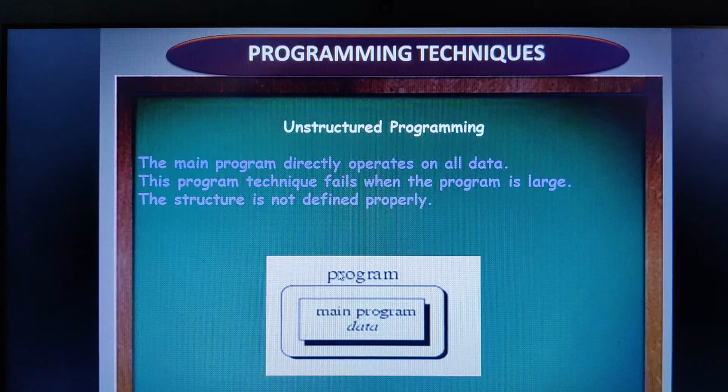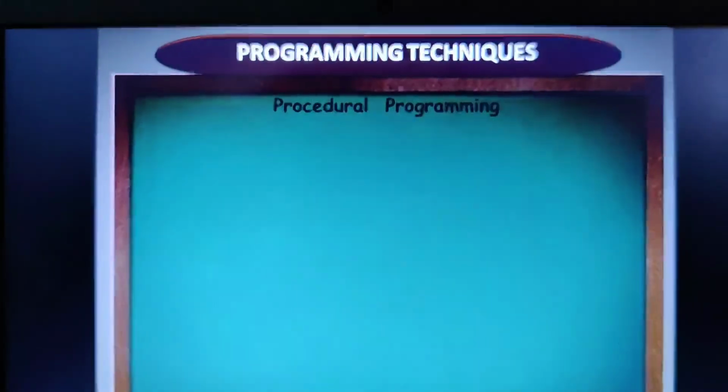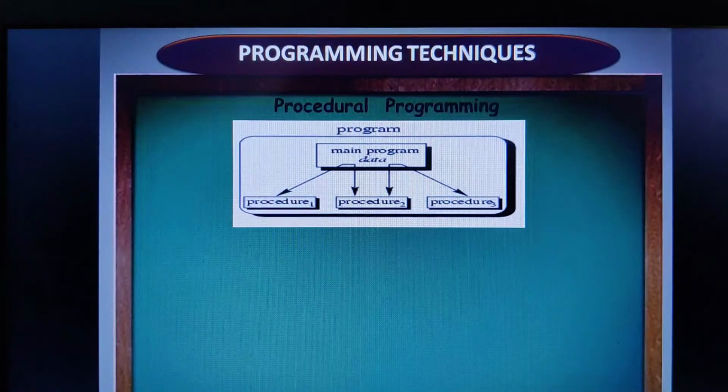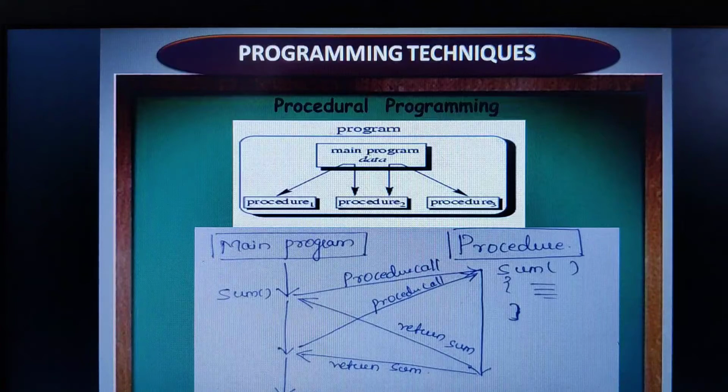Therefore, there was a development of procedural programming. Now, how will this procedural programming work? Let me explain this with an example here. Let us consider this is our main program. Now, this is a procedure. Before we start with this, let us understand what exactly a procedure is. A procedure is nothing but a set of instructions which are to be performed in order to achieve some specific task.